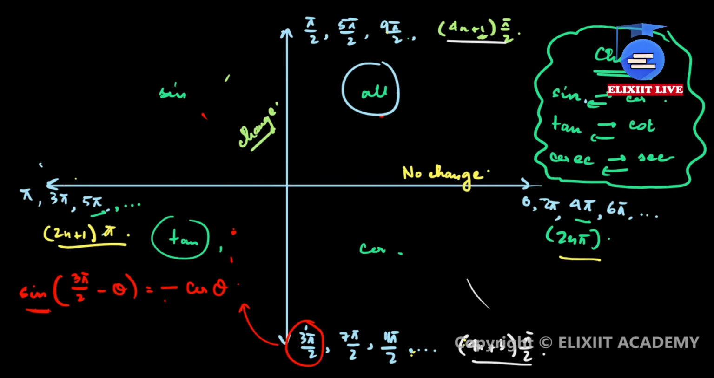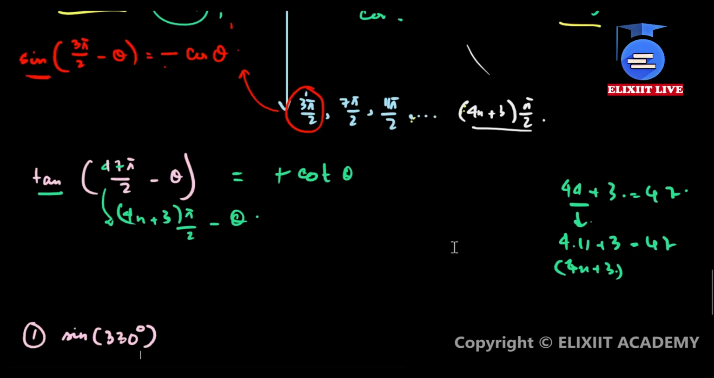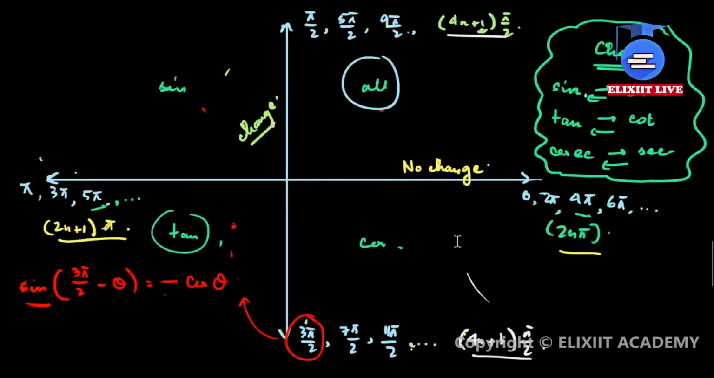Why? Because there is no change on this axis. What I'm trying to say is, for instance, if I take one or two examples, sine 330 degrees. How will you find sine 330 degrees from here? Understand from here. Whenever we have such things, sine 330 or sine of very large angles, let's say 540 or 560, 570, 575 like this, what do we do? We convert to find the value in such a manner.